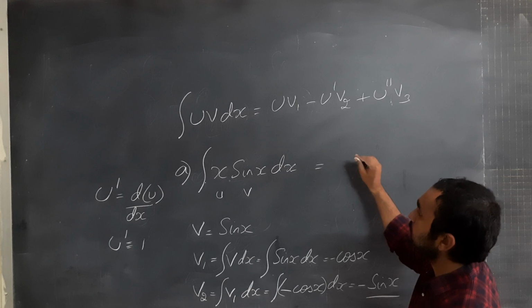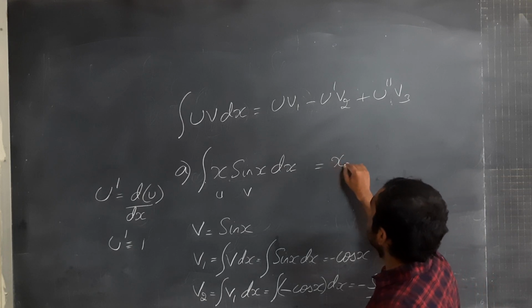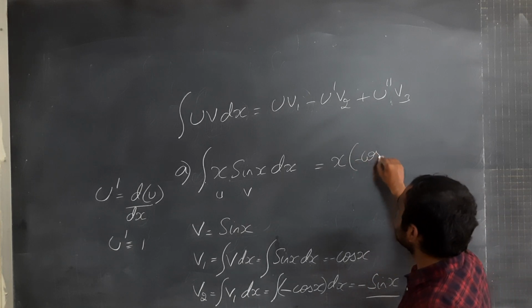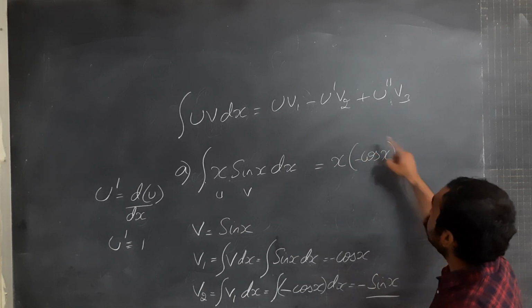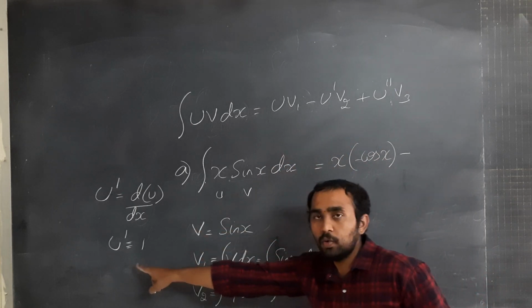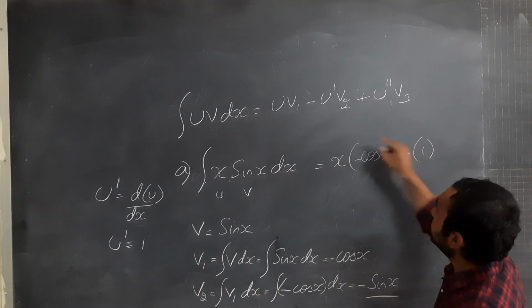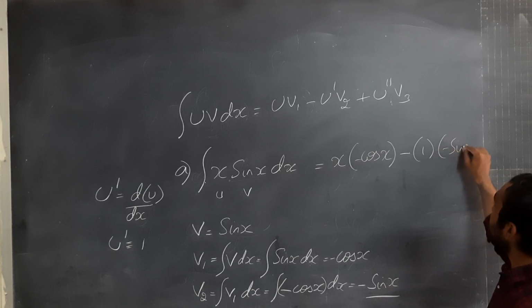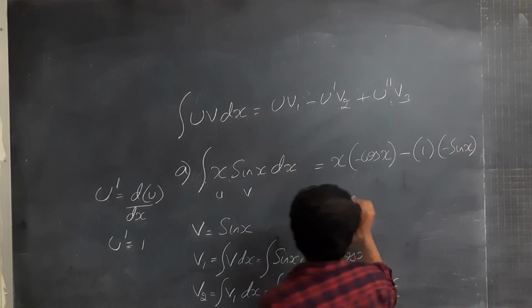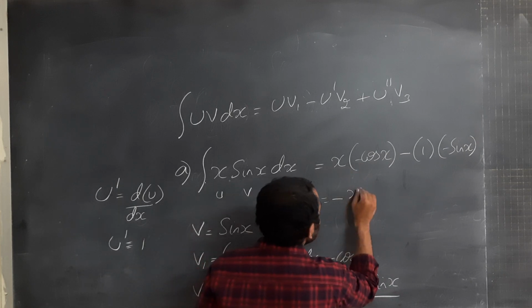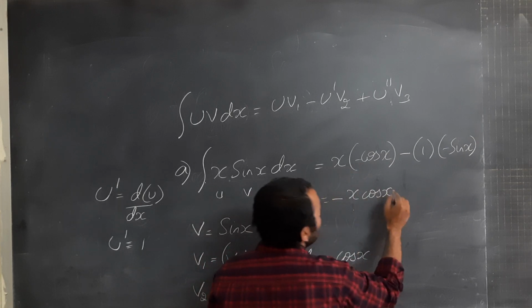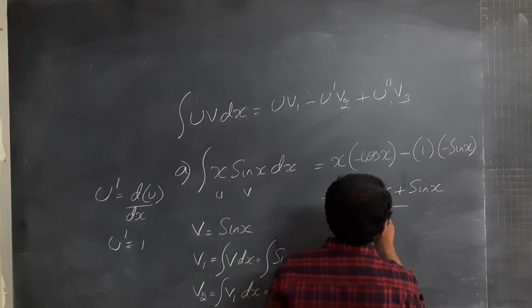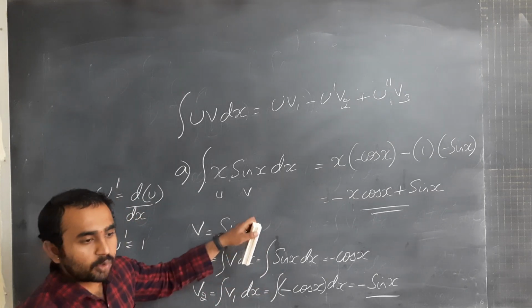Here u is x, v1 is minus cos x, u dash is 1 and v2 is minus sin x. So we get minus x cos x, minus into minus, plus sin x. Any doubts, students?